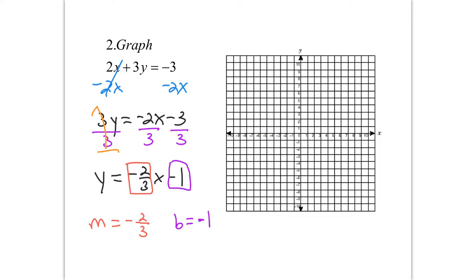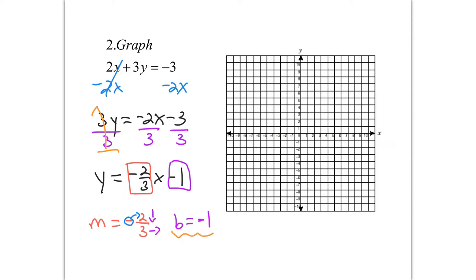Now look at the slope. When you have a negative next to the fraction, you always take that negative to the top so you don't get confused, and the bottom is going to be positive. So the top is negative and the bottom is positive. So that means you will go down 2 on your slope, your rise, and then 3 to the right. So let's go ahead and plot the point first.